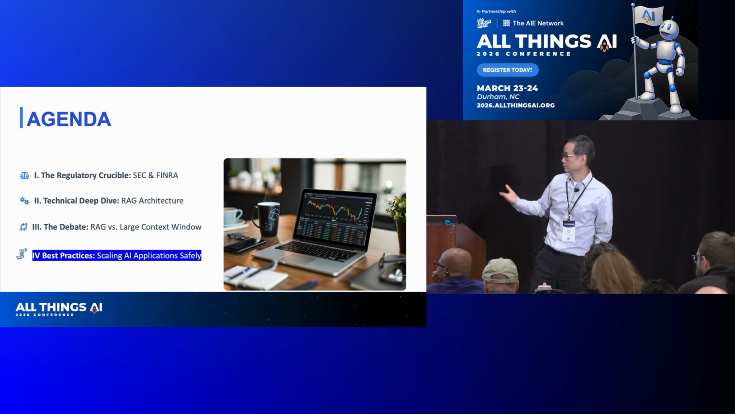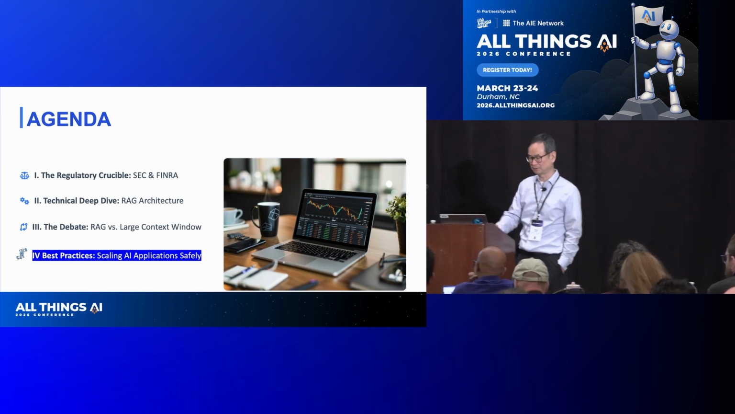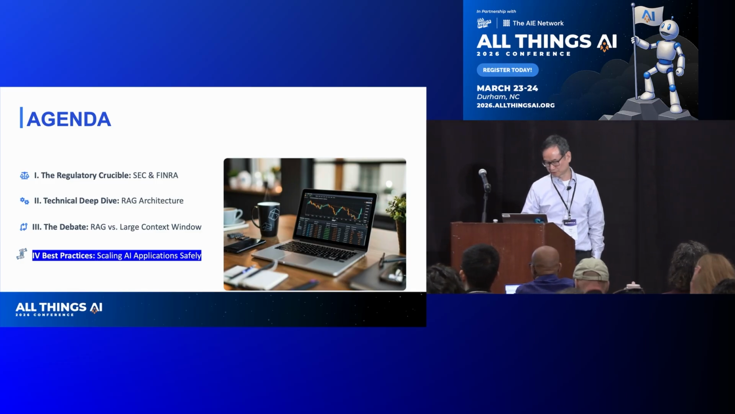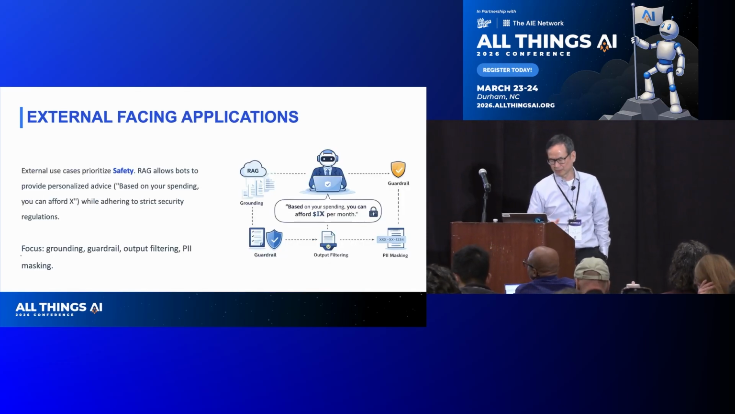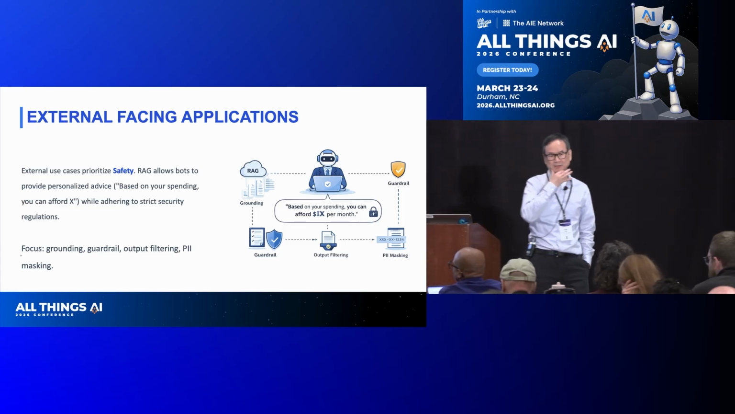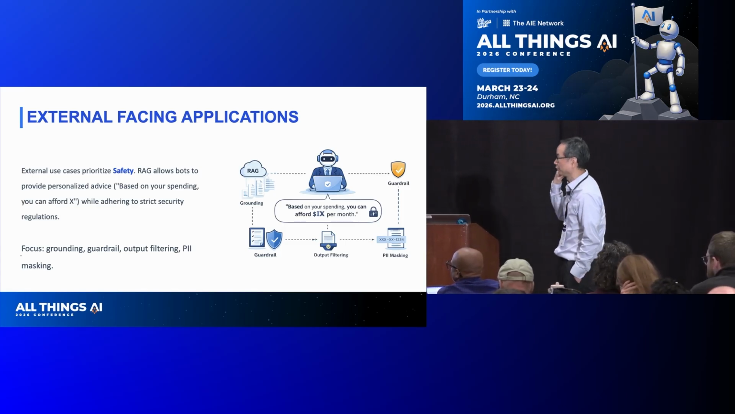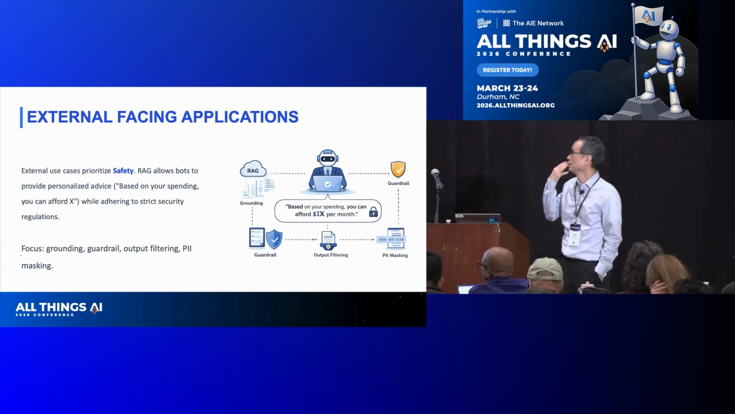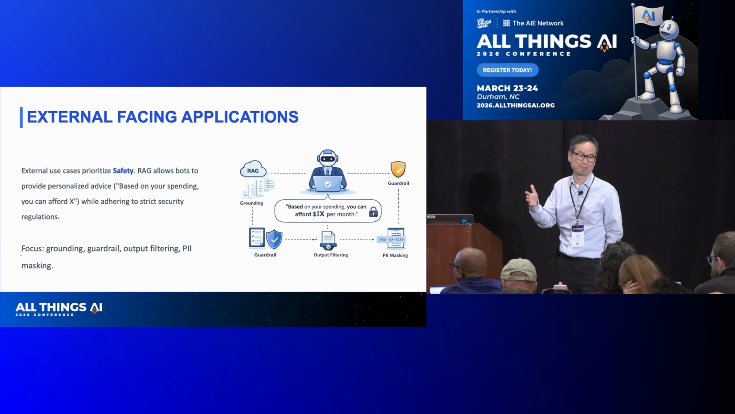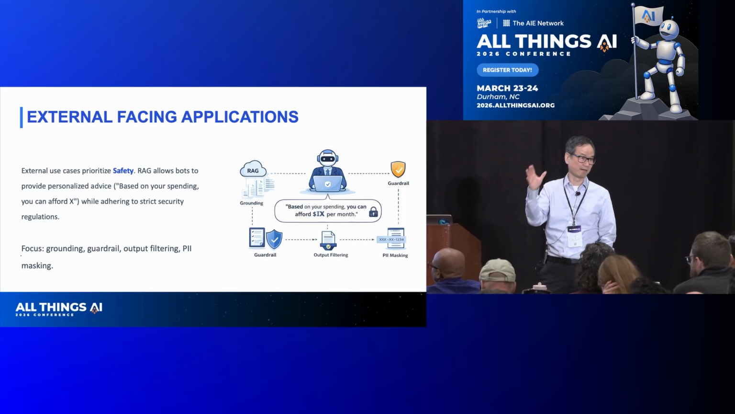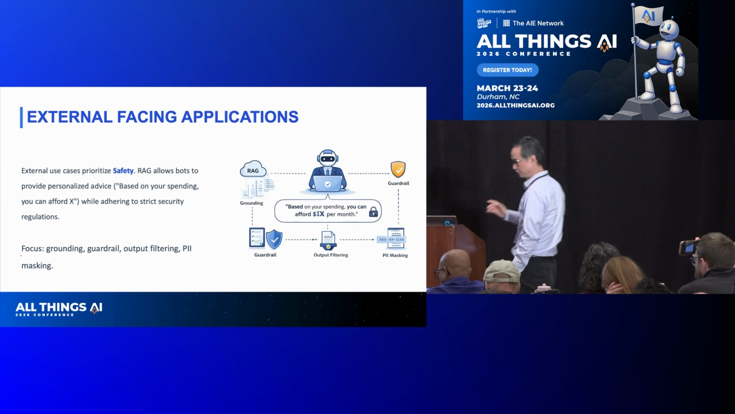Okay, so we'll come to the last part, where I'll share some best practices in terms of how to scale AI safely in an enterprise. For building an external-facing application, safety is really important. That's why having grounding, guardrails, filtering, and PII masking, whether pre-LLM or post-LLM, is very important.